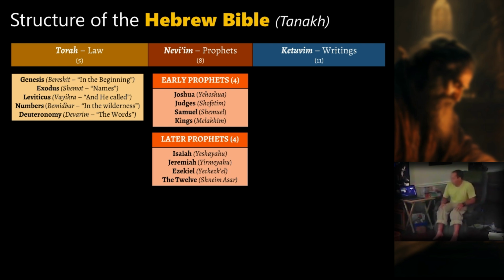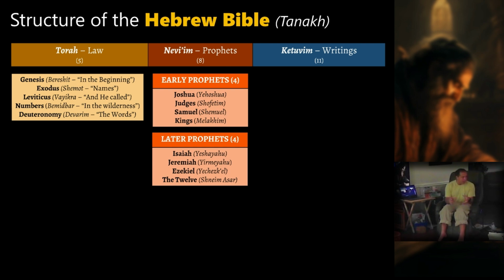And then you have the book of the 12, right? Shneim Asar, right? This is what we would call the minor prophets. And so for us, we have 12 separate books that we would call Hosea, Amos, Obadiah, Jonah, Micah, Nahum, all those, we call those separate books. In the Hebrew Bible, they just call that one book, and that's called the book of the 12, right? And so that could explain why you've got 39 books in our Old Testament, 24 in theirs. Well, there's certain books that we split into 2 books, and there's also certain books that we split into 12 books that they just call one book, right?